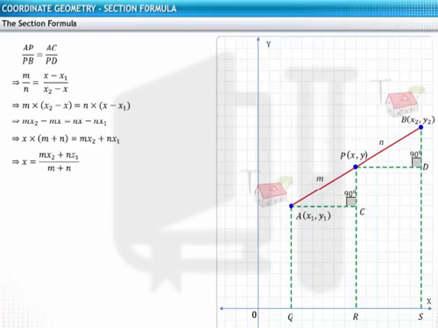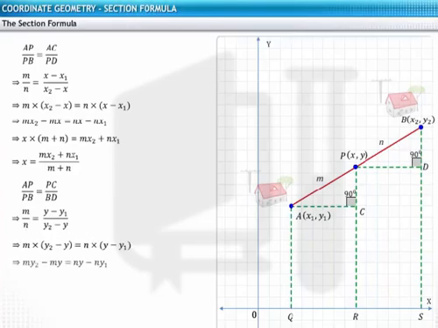Similarly, you can substitute the values for sides PC and BD. From equation 1, AP divided by PB is equal to PC divided by BD. Rearranging the expression, you get y multiplied by m plus n is equal to my2 plus ny1. On simplifying, you get y is equal to my2 plus ny1 divided by m plus n.